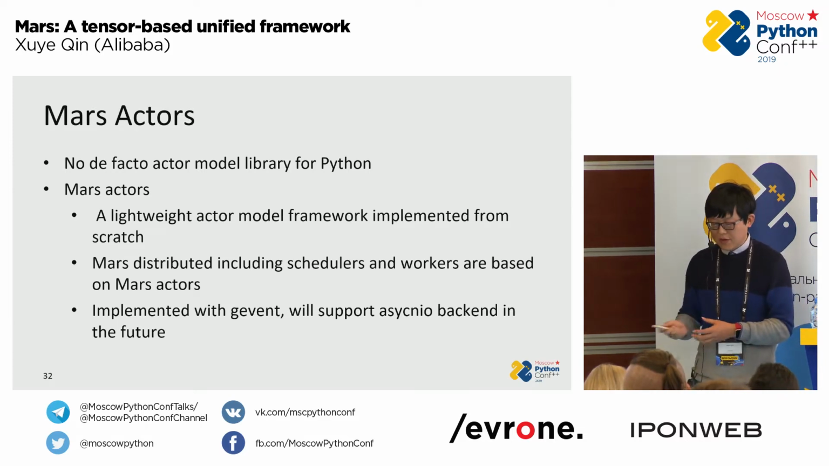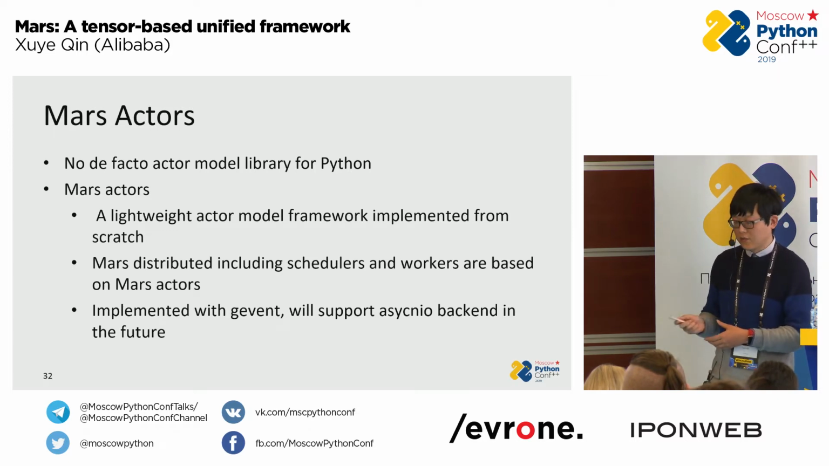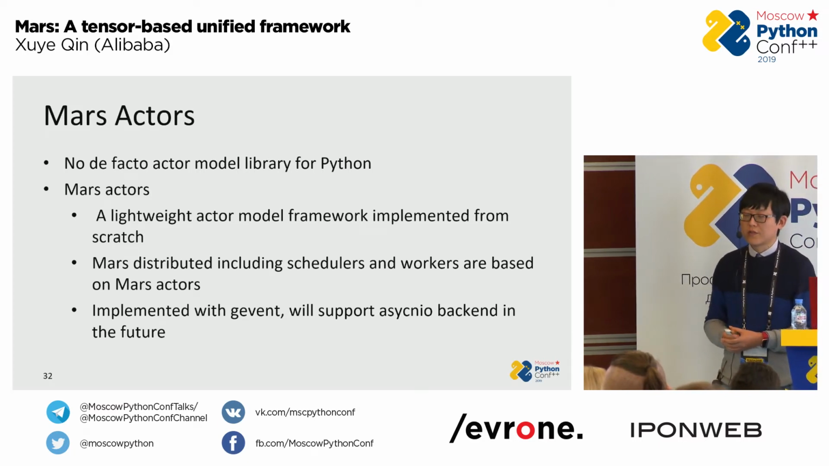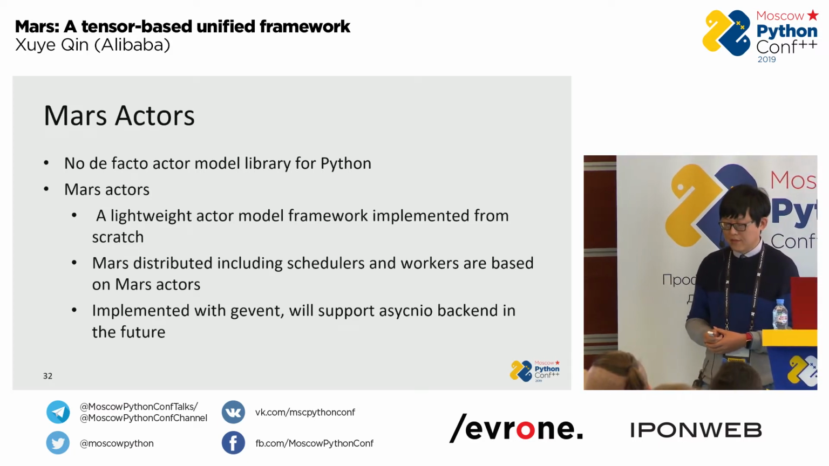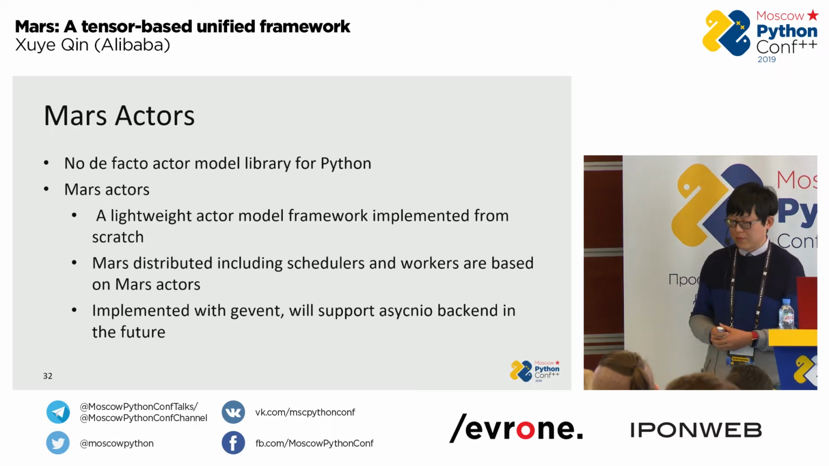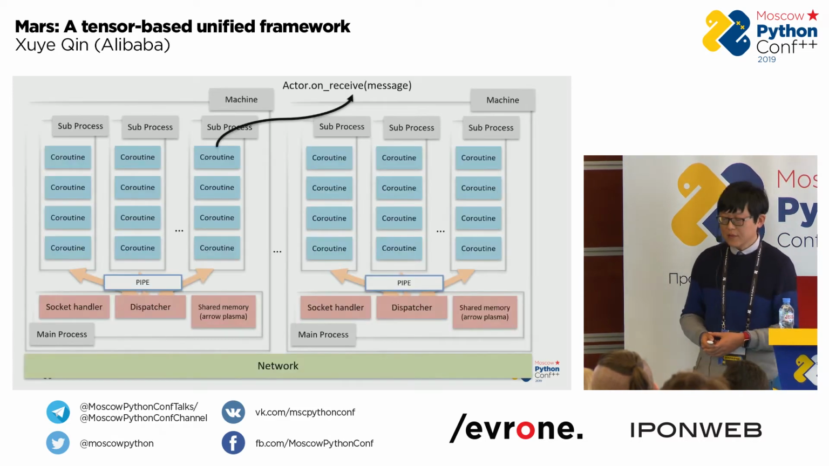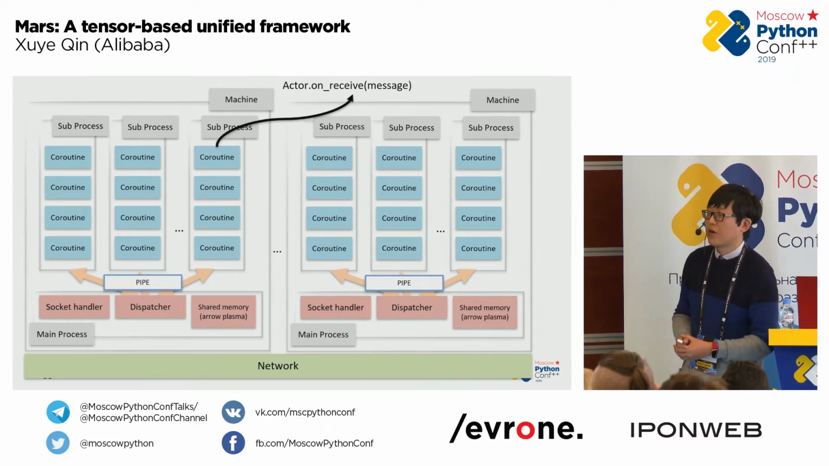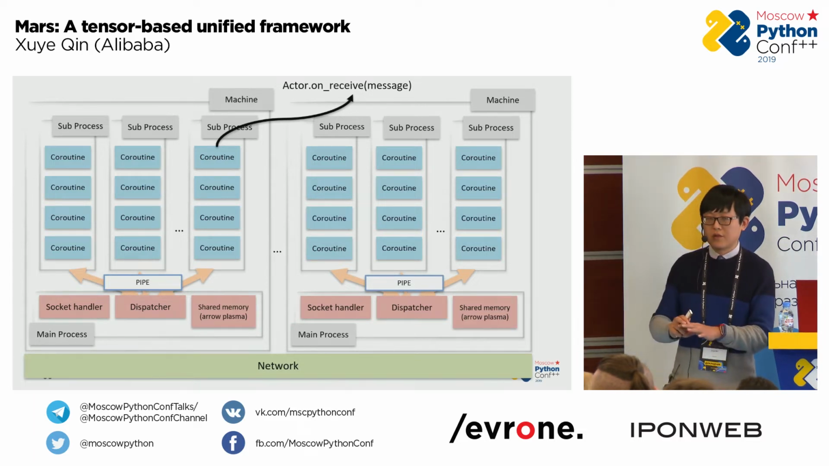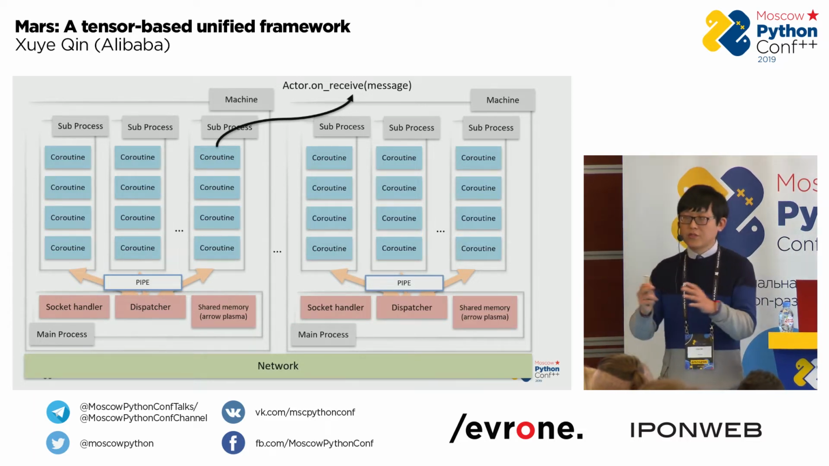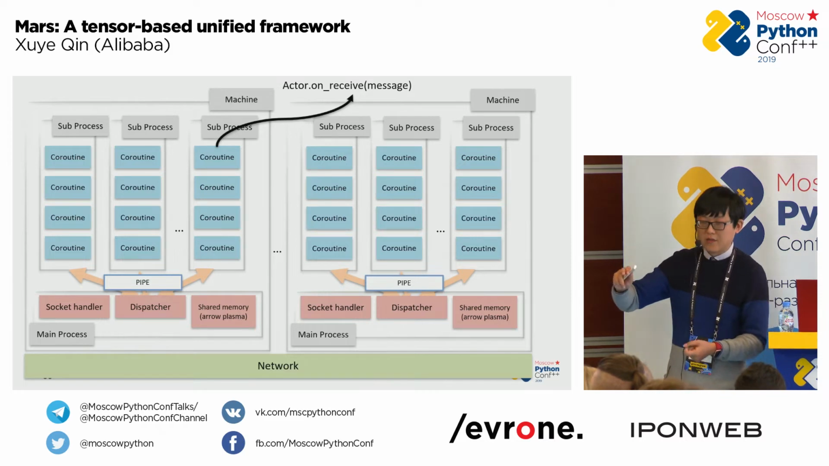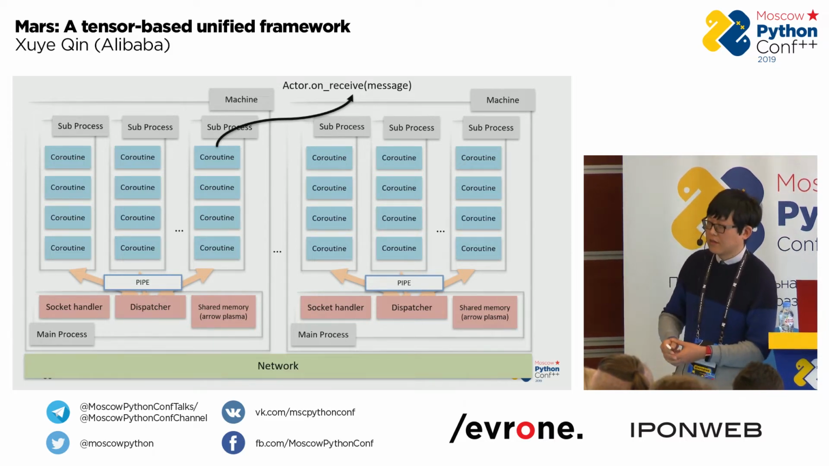And the second is that Mars distributed, including the schedulers and the workers, is based on the Mars actors, like I said. And we implement the Mars actors with gevent. And we are actually backend irrelevant, so we can support an async IO backend in the future. This is the architecture of Mars actors. We can have thousands of machines connected with the network, and on each machine, the user can start the Mars actor pool with specified sub-processes.